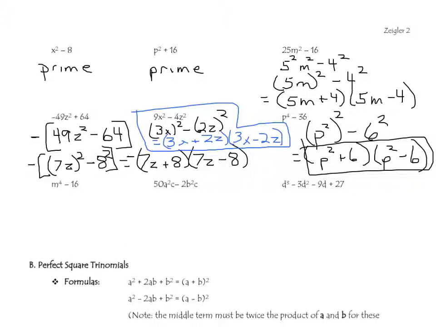You should always ask yourself when you do this, can I factor this? And the answer is no, because it's a sum. And can I factor this? And the answer is no, because 6 is not a perfect square. If 6 were a perfect square, you'd have to factor this using the same formula.